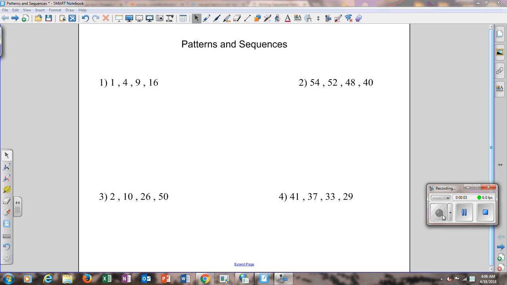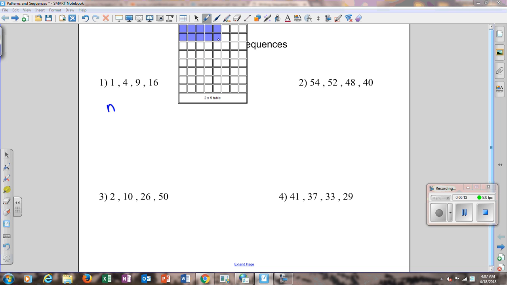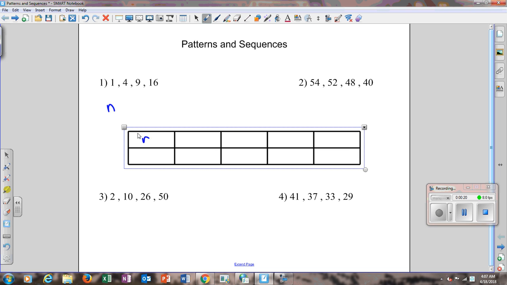Alright, looking at patterns and sequences. When we look at these, the easiest way to start is to always start with n. So you're going to make this little chart, right? I'm going to start with n, and then f of n is a function of n. Okay, so n is always going to be the number of terms you have.